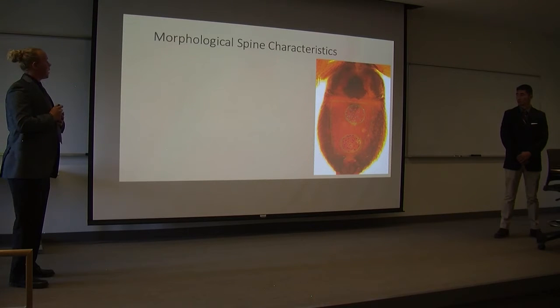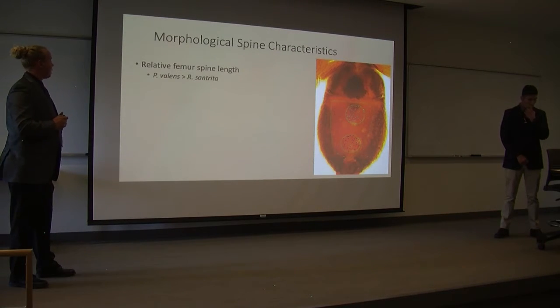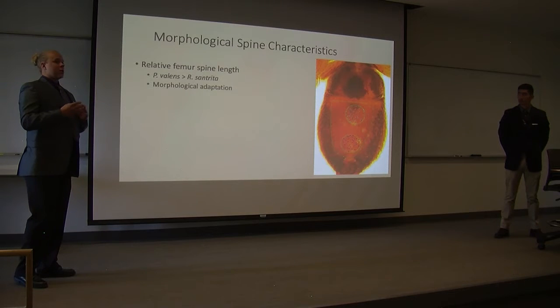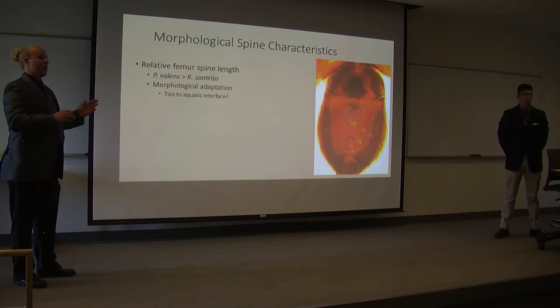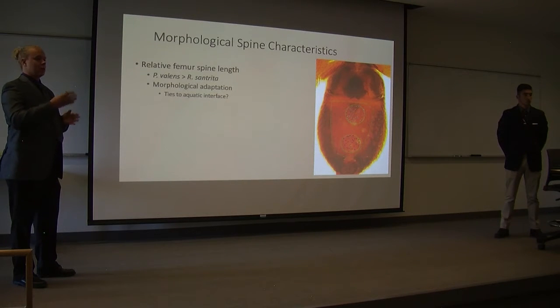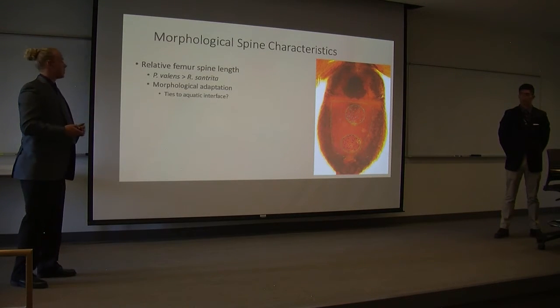Then moving on to our morphological spine characteristics. So relative femur spine length, we found that P. valens had a greater length than R. centrita. This is most likely a morphological adaptation, possibly due to how much contact P. valens comes into the water compared to R. centrita. Since P. valens is a little deeper in the stream bed and closer to the water, they're going to come in more contact, so they're going to need longer spines.